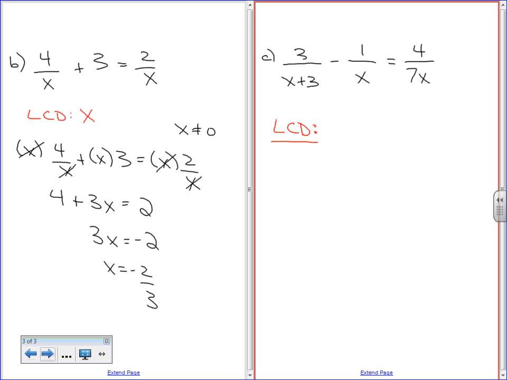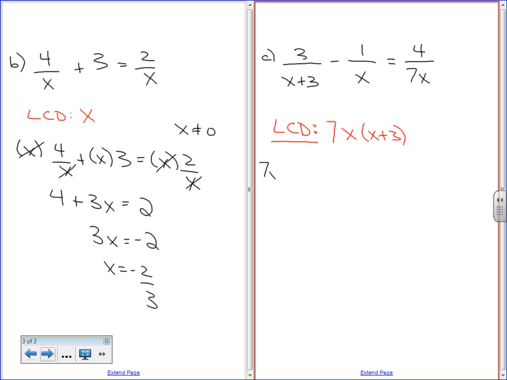Perfect. Okay. So you need to have an x because this guy has an x and this guy has an x. You need to have a 7 because this guy has a 7. And you need to have the term x plus 3 because that term is x plus 3. Okay, so all the terms are represented. So what I'm looking for is the smallest expression that each one of these will go into evenly. So this x plus 3 would go into that, this x would go into that, and this 7x would go into that.